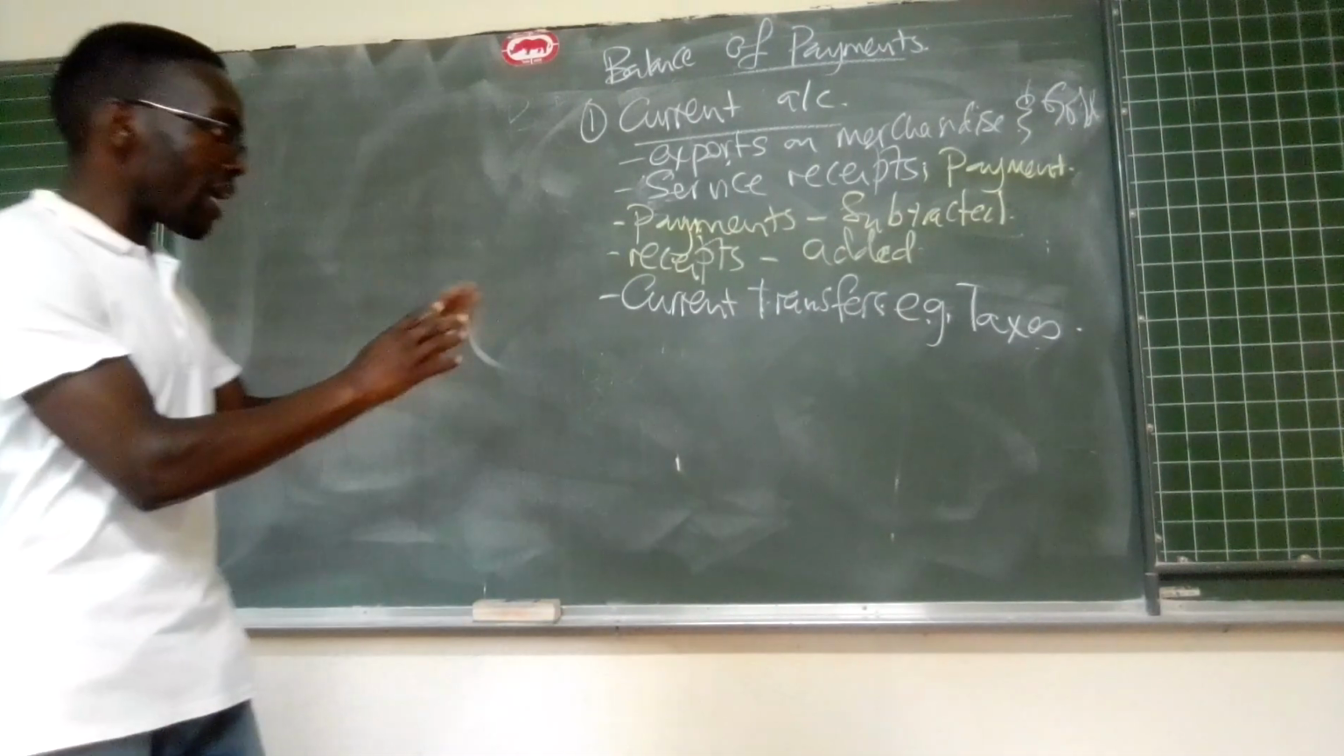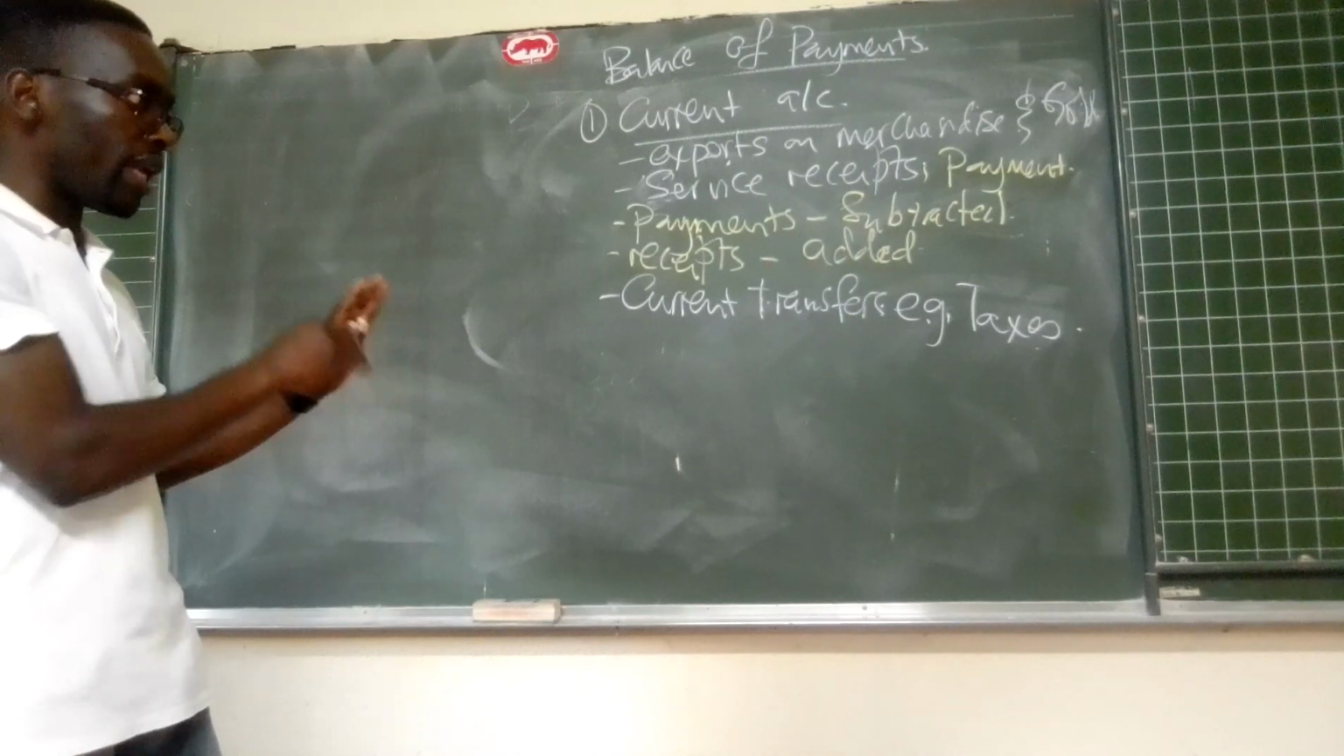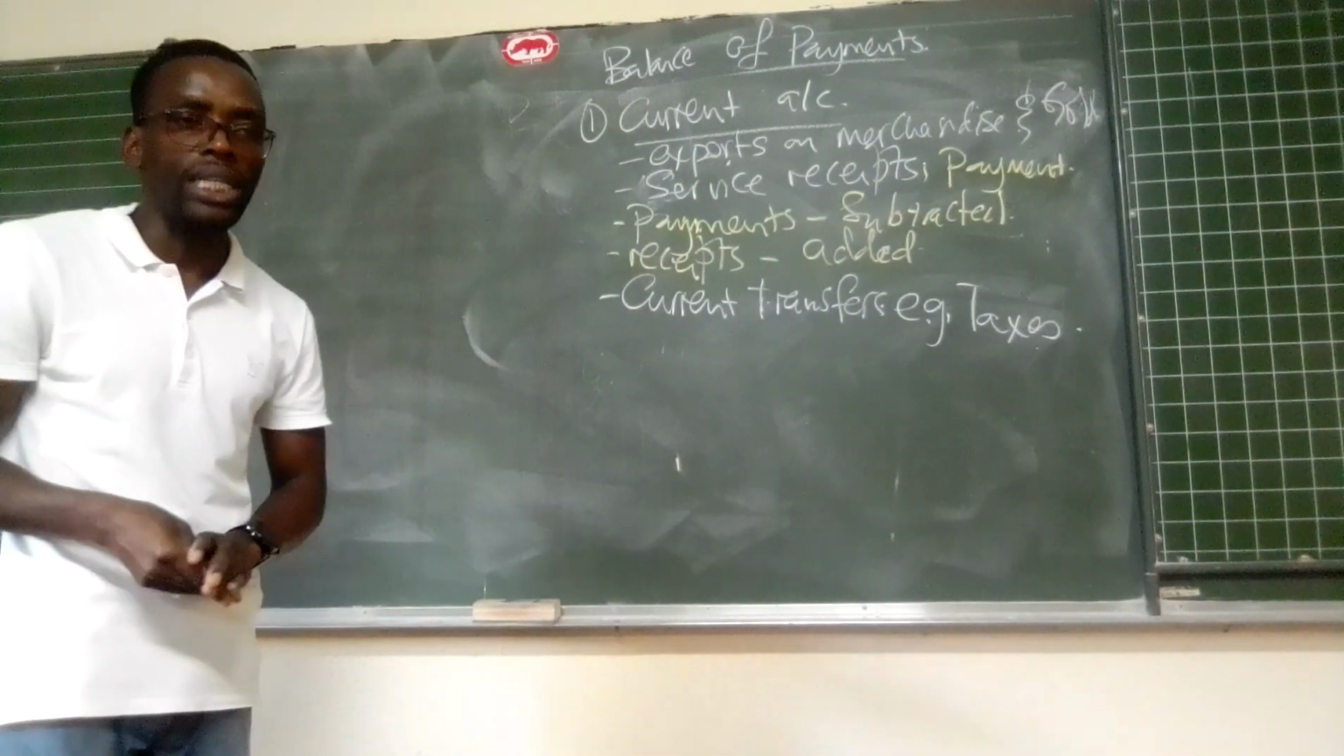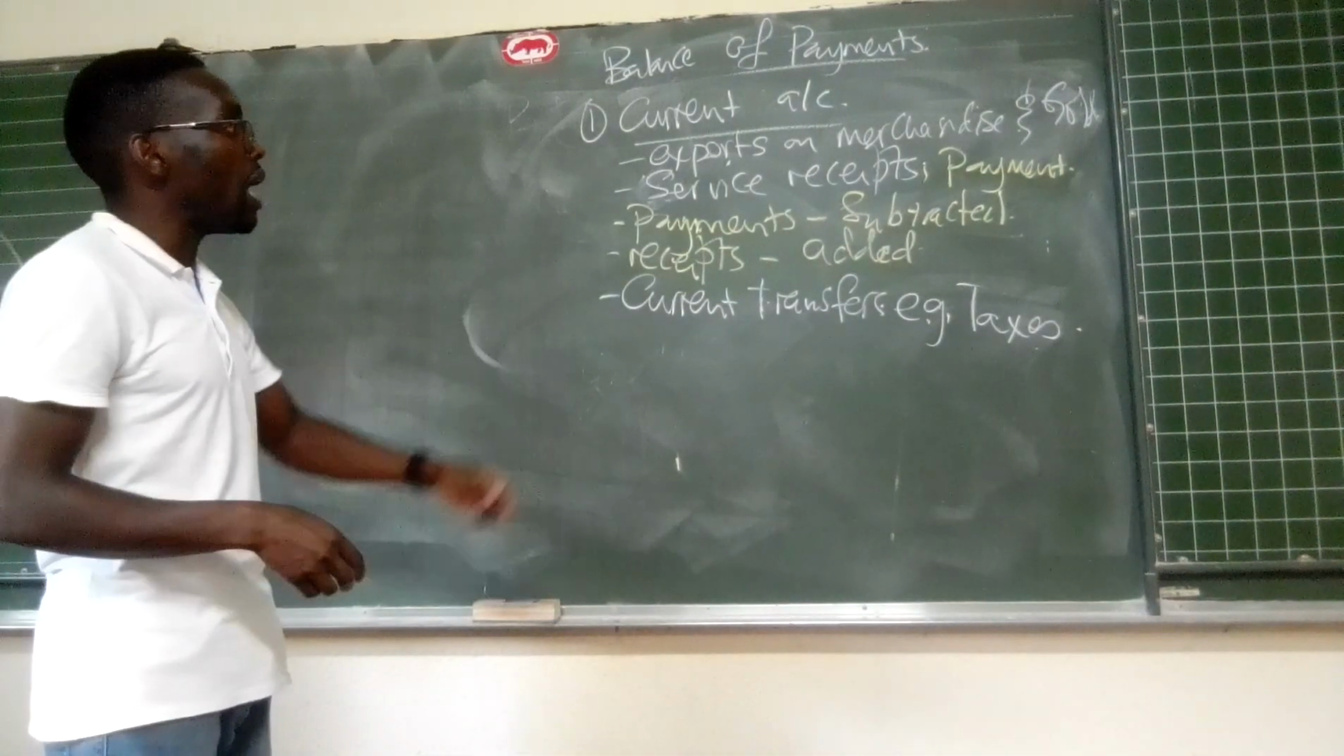So these are the components, or the individual elements, that are looked at when we look at our current account.